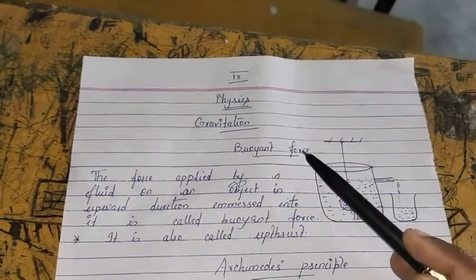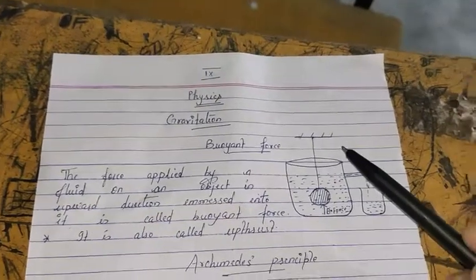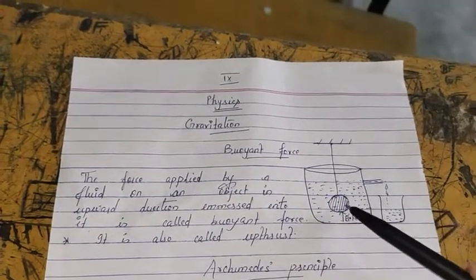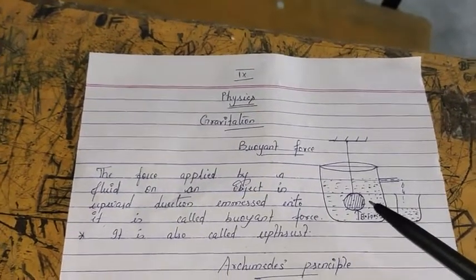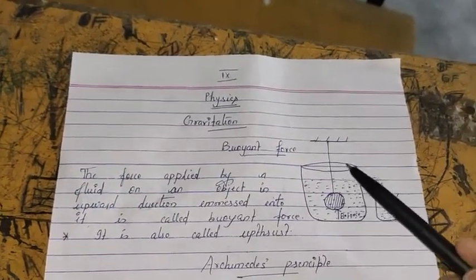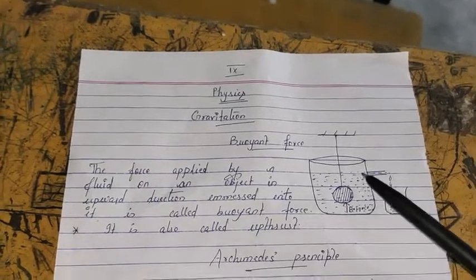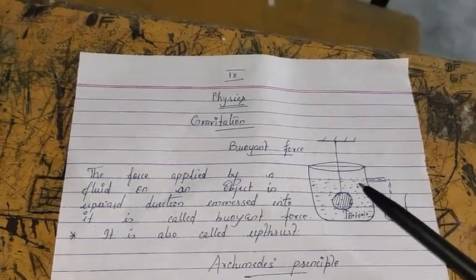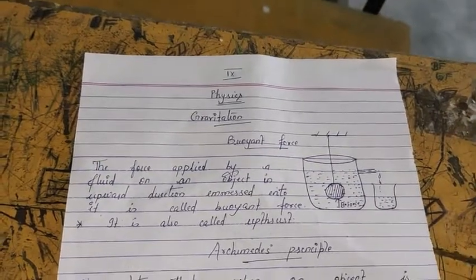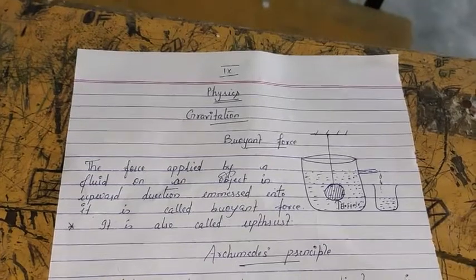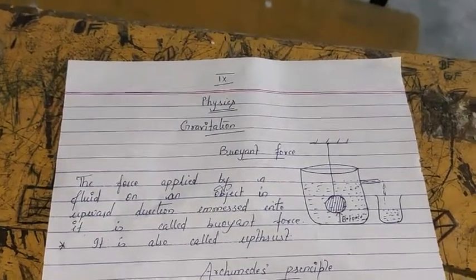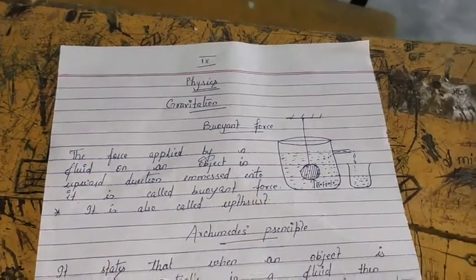So to understand this concept, we are here to put an object in a liquid. Suppose this is a container in which some liquid has been poured, and whenever an object is dipped or immersed inside a fluid, the fluid will exert an upward force on that particular object. That upward force is called buoyant force in physics.